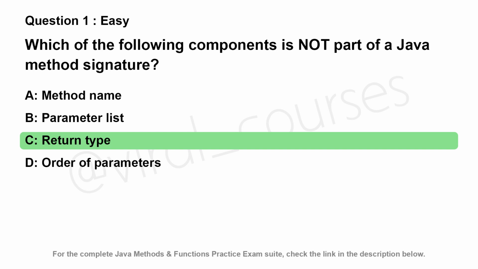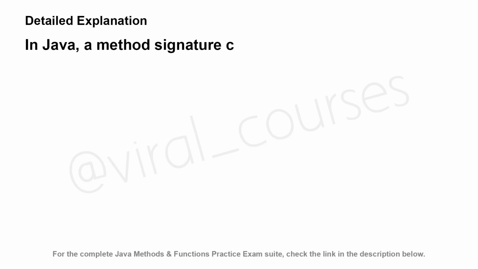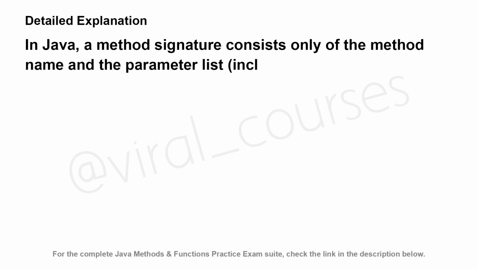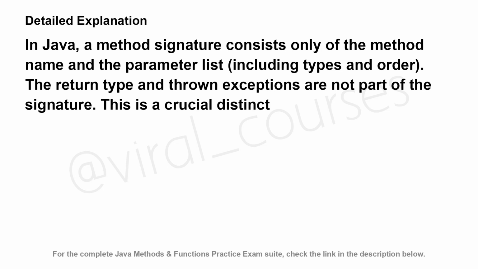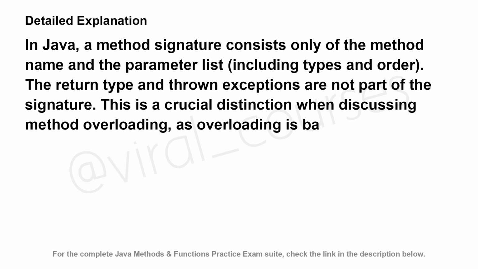The correct answer is C. In Java, a method signature consists only of the method name and the parameter list, including types and order. The return type and thrown exceptions are not part of the signature. This is a crucial distinction when discussing method overloading, as overloading is based solely on the signature.